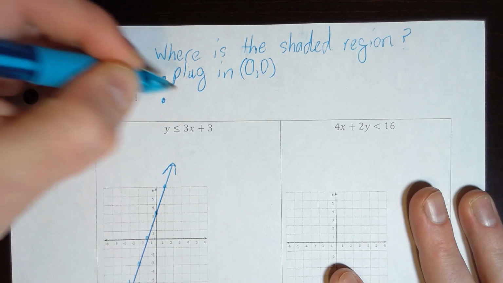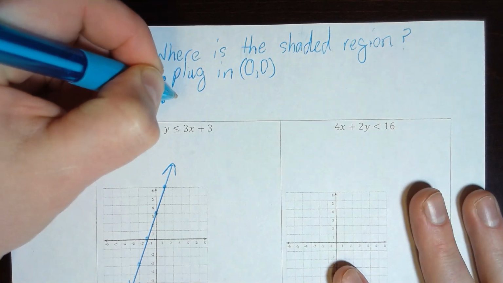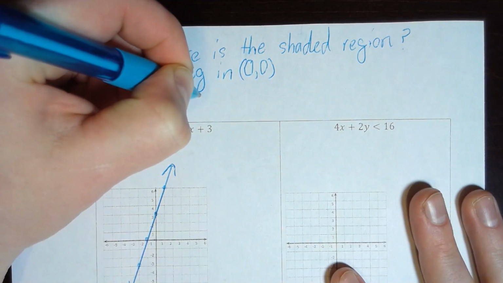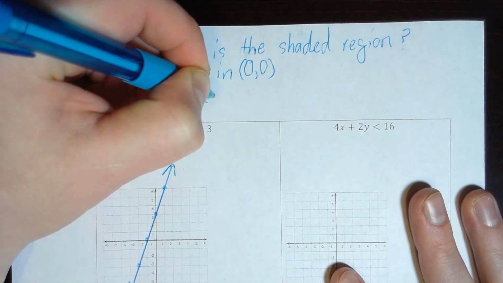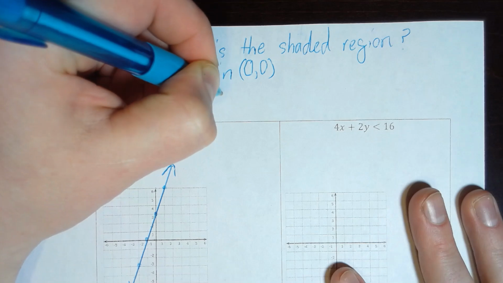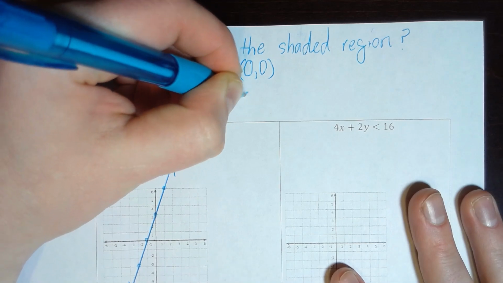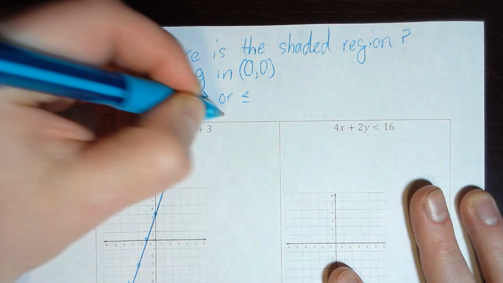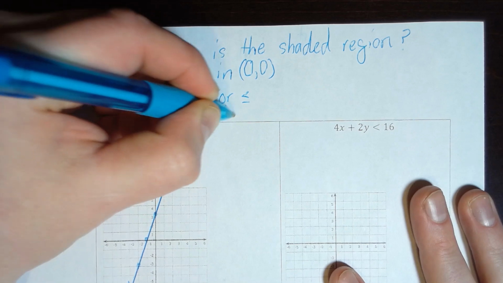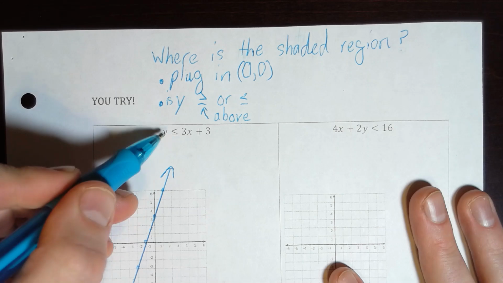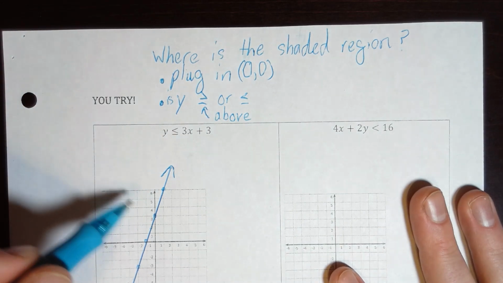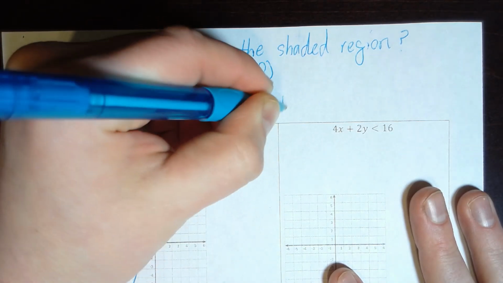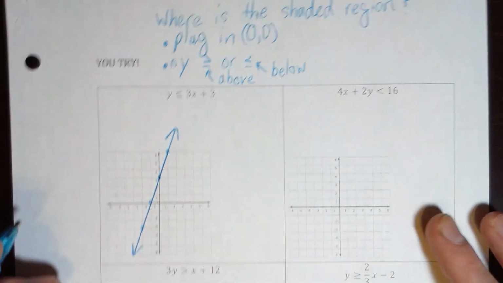The other way we can do it is we can say, well, is y greater than, or greater than or equal to, or less than or equal to. If it's greater than, then it's going to be above the line. Y, or the solution to this equation, is going to be above the line. If it is less than, it's going to be below. And I'm going to explain both of those ideas with you right now.